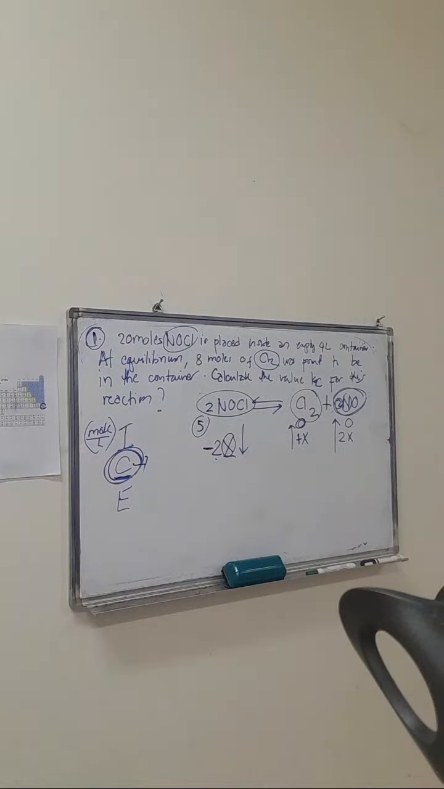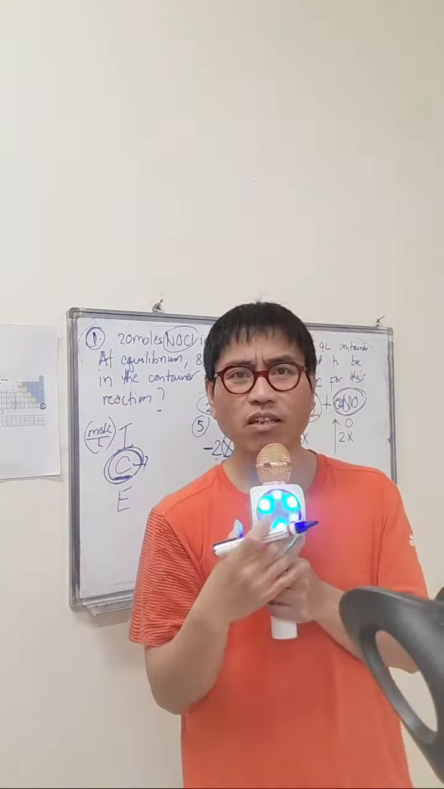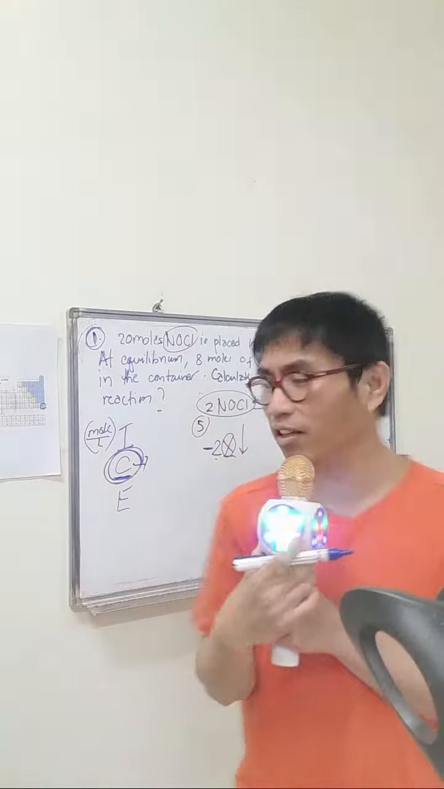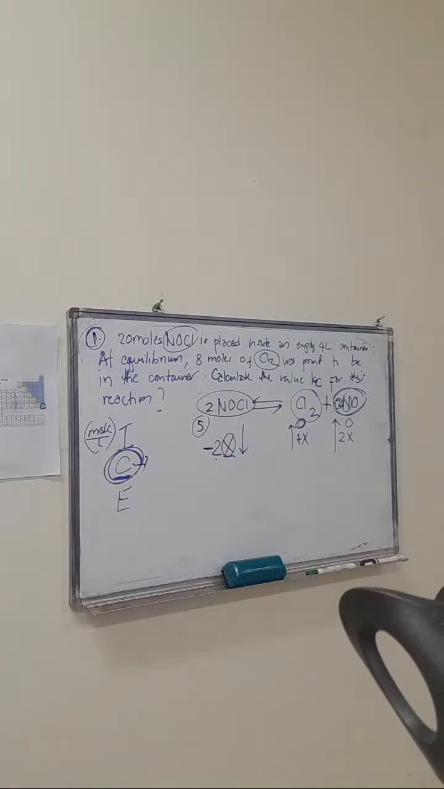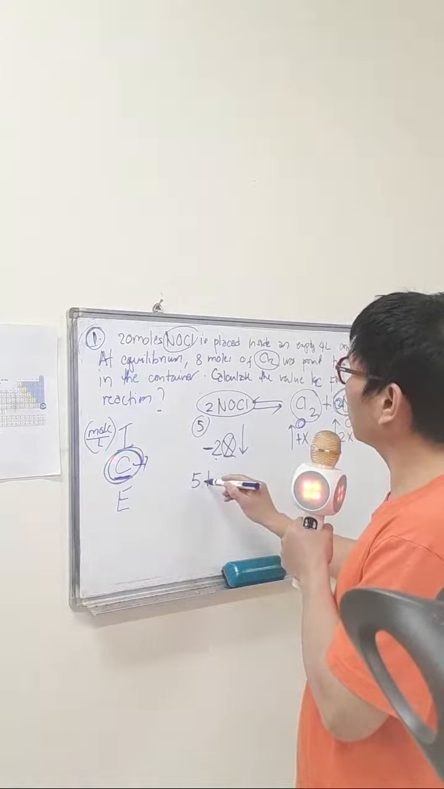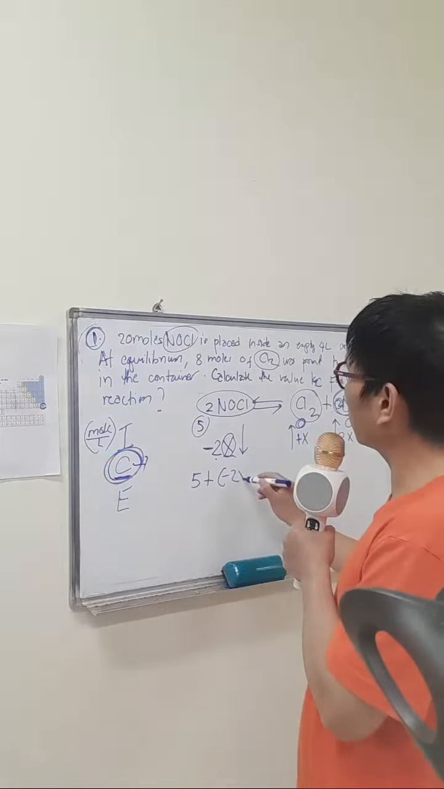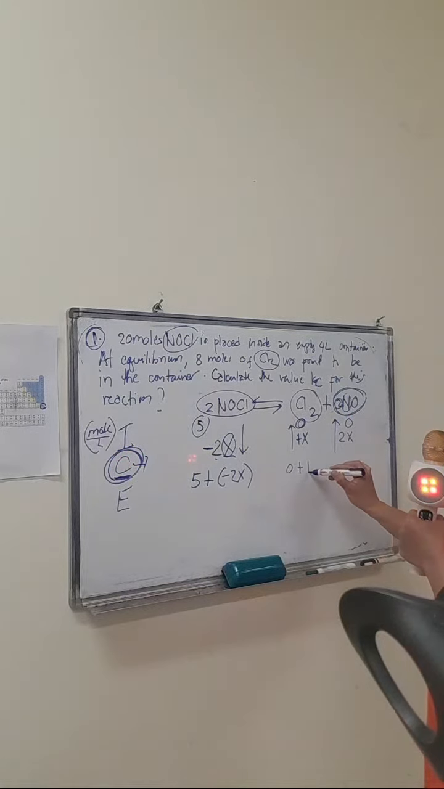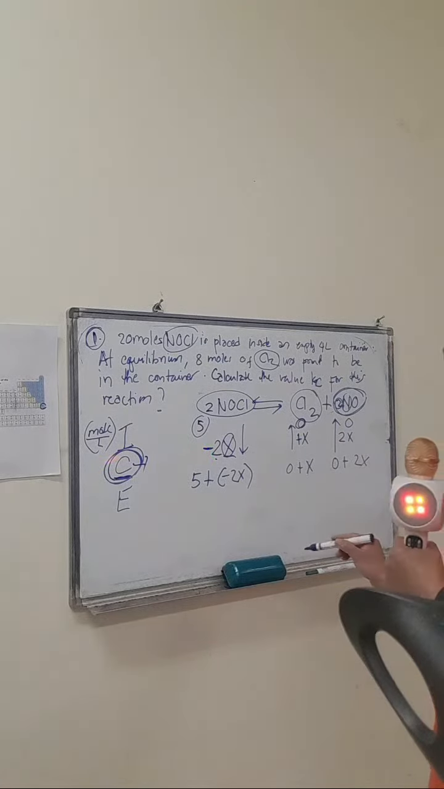And then the last is the equilibrium. So in the equilibrium, you have to add all. You get the point? So we have 5 plus minus 2X. Here, we have 0 plus 1X, or just simply X. 0 plus 2X. Okay, this is at equilibrium.